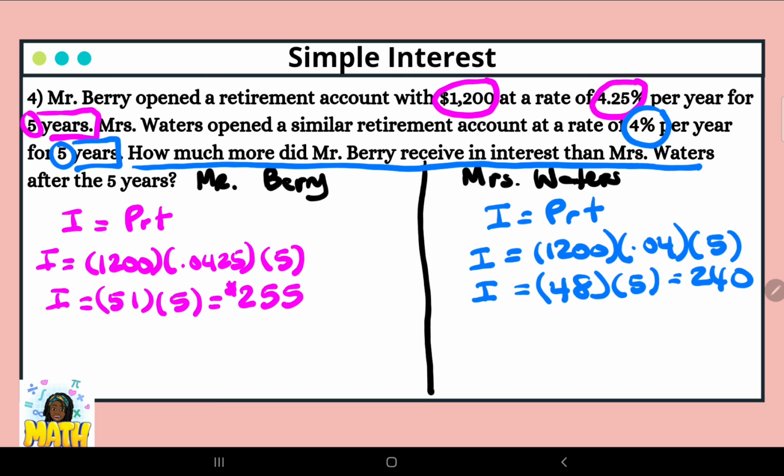So now let's go back to the question. How much more did Mr. Berry receive in interest? So the concept around how much more means we'll need to subtract. So we're going to subtract 255 and 240. And we see here that the difference is $15. So Mr. Berry earned $15 more than Mrs. Waters after the 5 years.